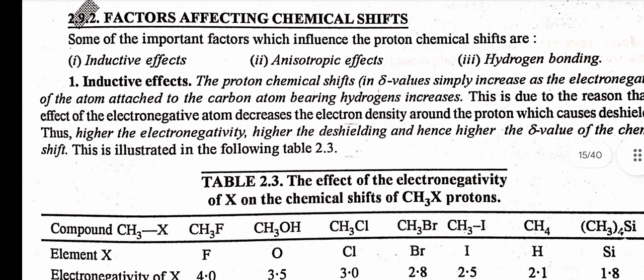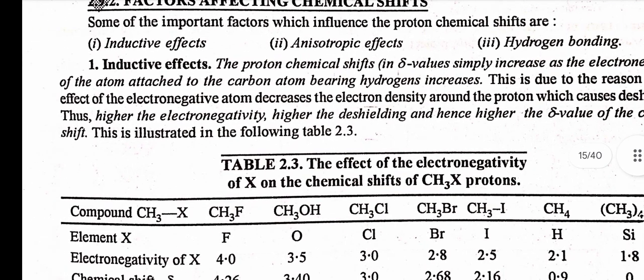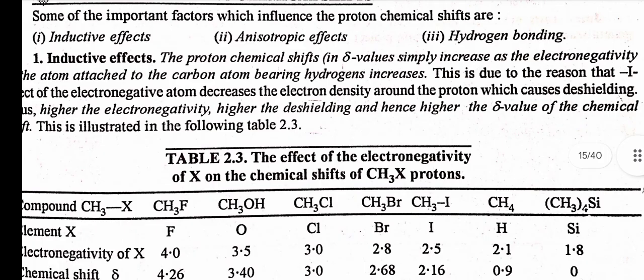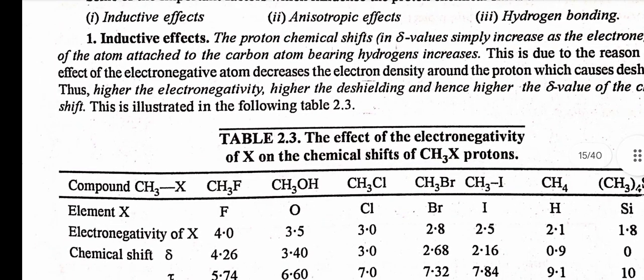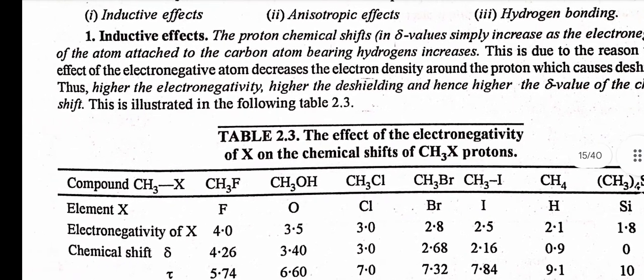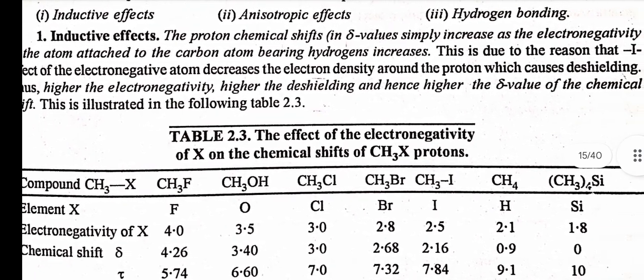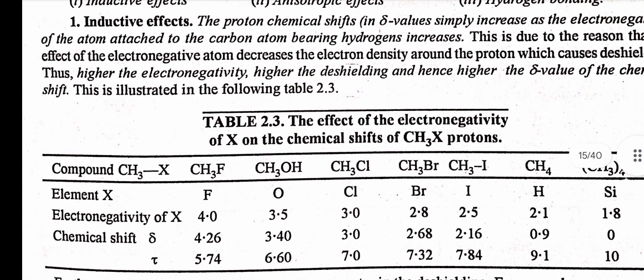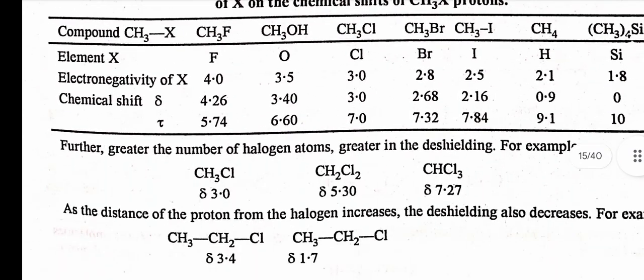Factors affecting chemical shifts. Some of the important factors which influence the proton chemical shifts are inductive effects, anisotropic effects, and hydrogen bonding. Inductive effect. The proton chemical shifts increase as the electronegativity of the atom attached to the carbon atom bearing hydrogens increases. This is because the -I effect of the electronegative atom decreases the electron density around the proton, which causes de-shielding. Thus, higher the electronegativity, higher the de-shielding, and hence higher the delta value of the chemical shift. This is illustrated in the following table 2.3.